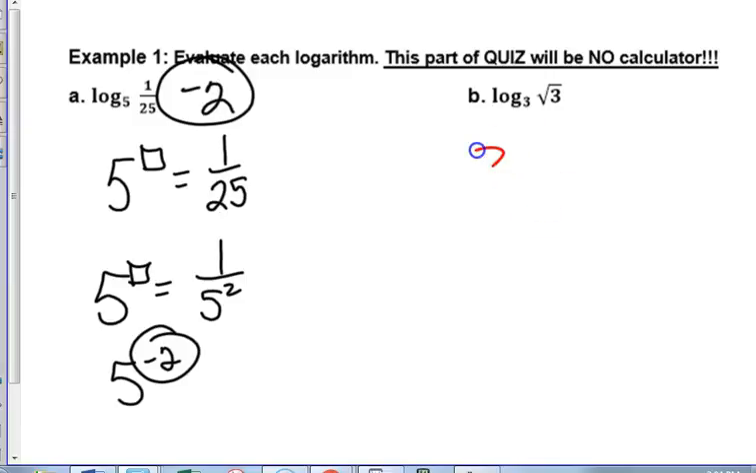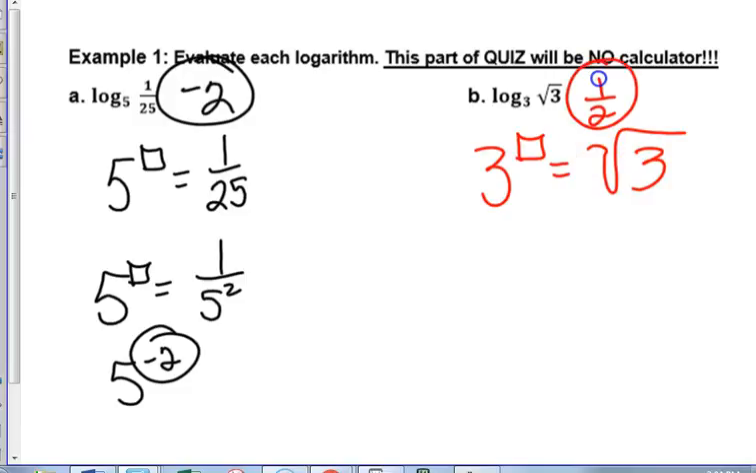All right, this one is saying 3 to what power is the square root of 3? What power is the square root, guys? 1/2. Good job. Yes, the answer is 1/2.